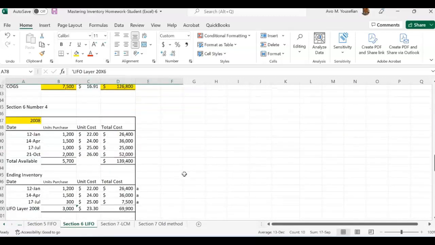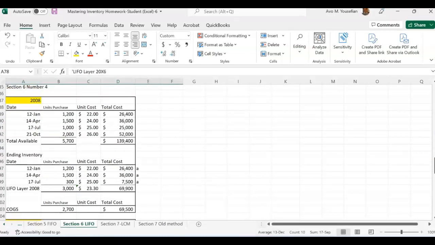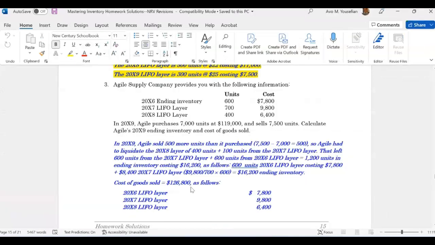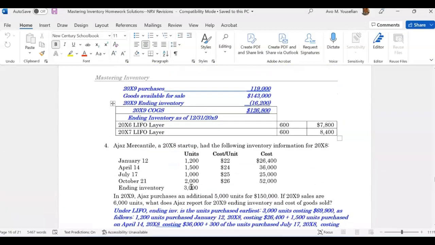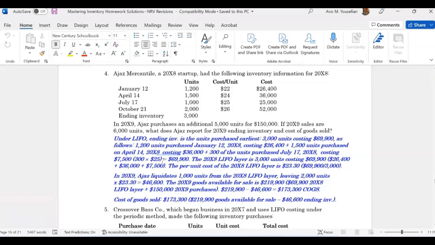Let's go to number 4 in section 6. So the company, number 4, says it's a 2018 startup. That means beginning inventory is 0. And the following inventory information for 2018 includes several purchases, and ending inventory is 30,000 units left.